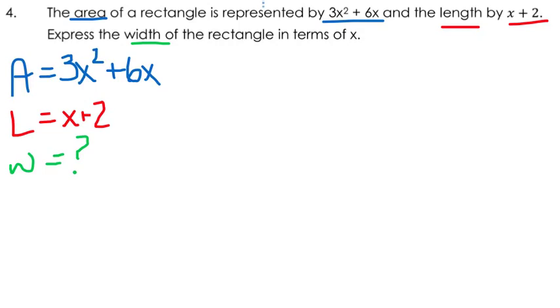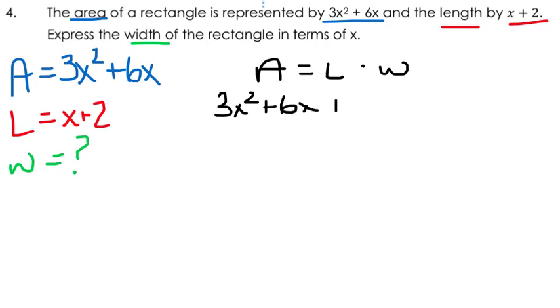I should know that the area formula for a rectangle is area equals length times width. So substituting into this equation, I know my A equals 3x squared plus 6x. That's going to equal x plus 2 times my W. If I look at the left side of this equation, here's where factoring is going to come into play. What do these two terms have in common?